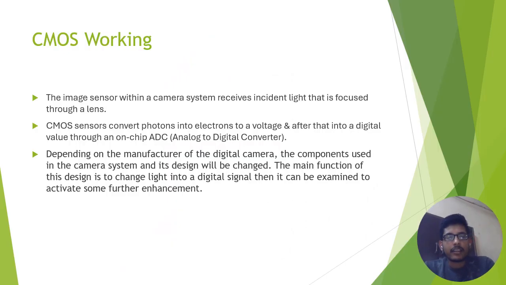So basically the working is that the image sensor within the camera system receives the incident light that is focused on it through a lens. The CMOS sensor then converts the photons falling on it into electrons, to a voltage, and then into a digital value through an on-chip ADC. Depending on the manufacturer of the digital camera, the components used in the camera system and its design obviously would change.